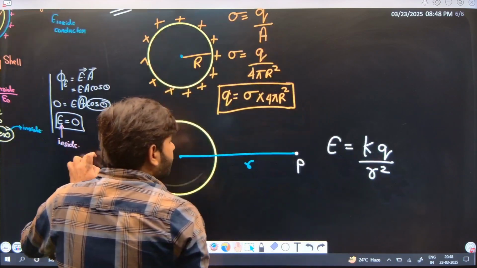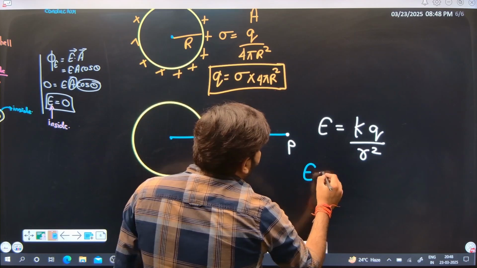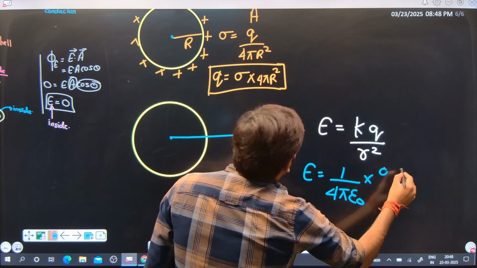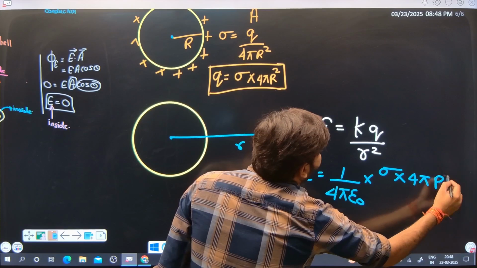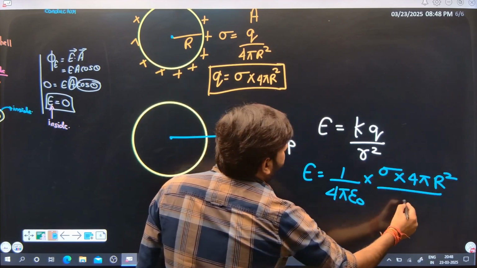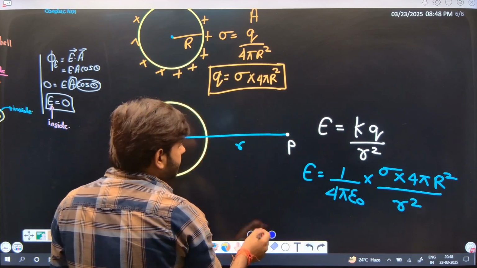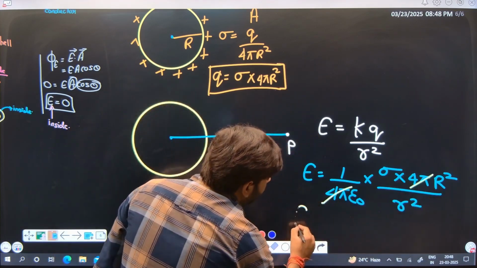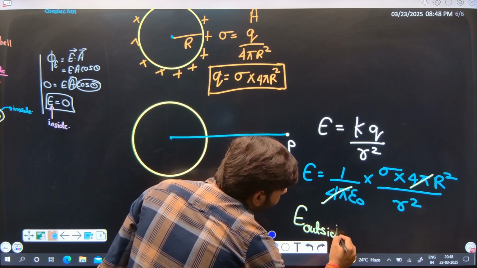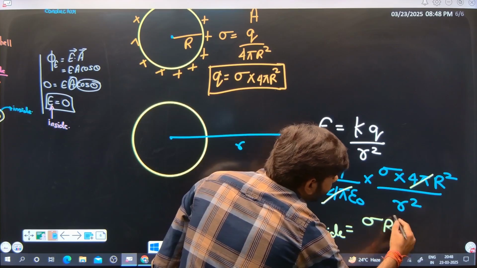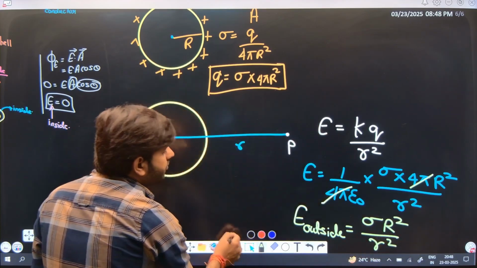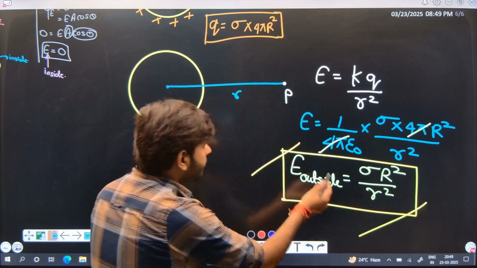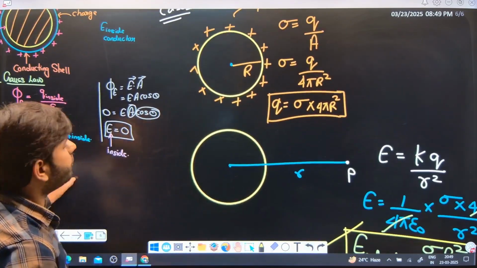I am making it in an appropriate manner. We know that k equals 1 by 4 pi epsilon naught, and Q is sigma into 4 pi R square, where R is the radius. After that there is r square, the distance from the center. Remember, this distance is always measured from the center. The 4 pi will get cancelled, and E outside of a spherical cell becomes sigma R square divided by epsilon naught r square. This is the basic formula for the electric field due to a sphere outside. So this is the formula for outside, and this is the formula for inside.